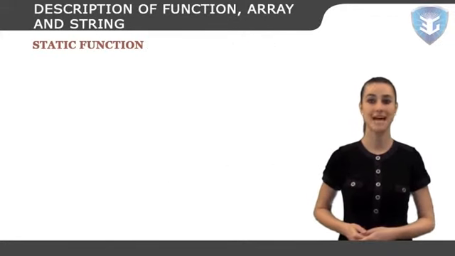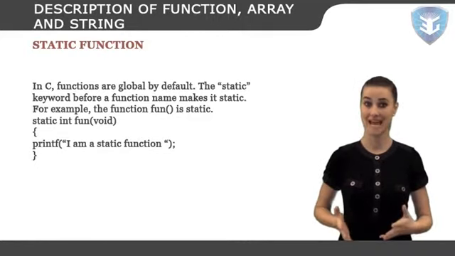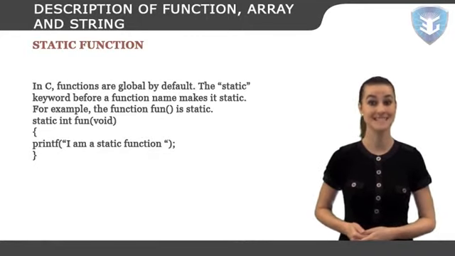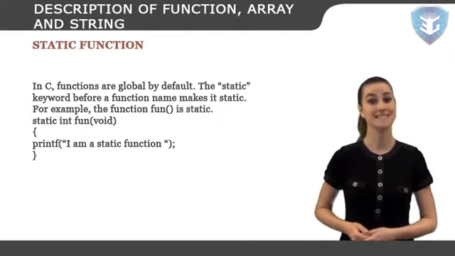Let's now talk about static function. In C, functions are global by default. The static keyword before a function name makes it static. For example, the function fun() is static.